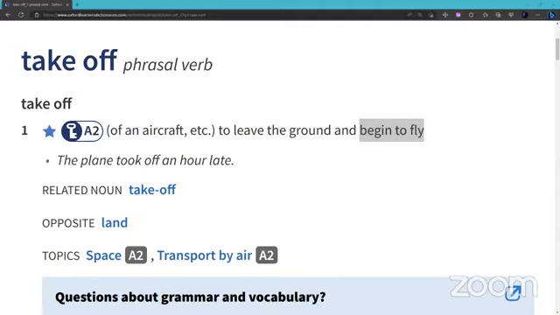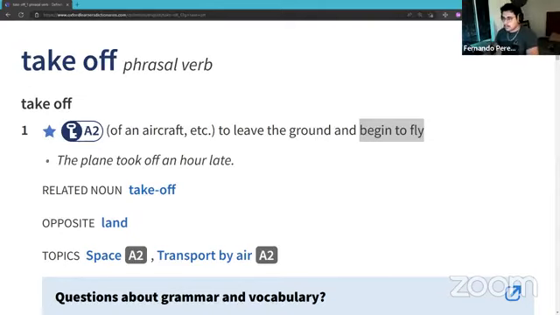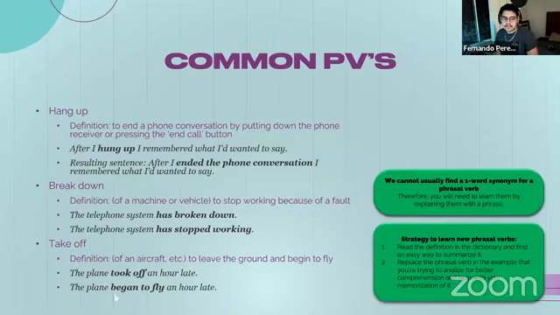The plane began to fly an hour late. Mm-hmm. That's correct. The plane began to fly an hour late. This is a great example.